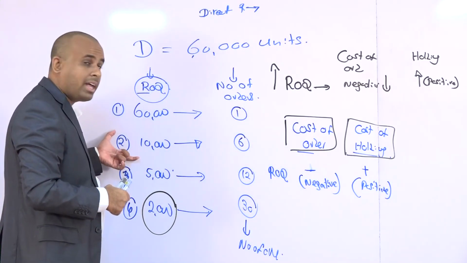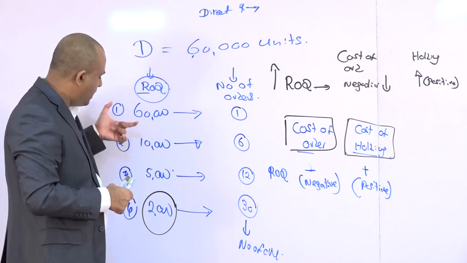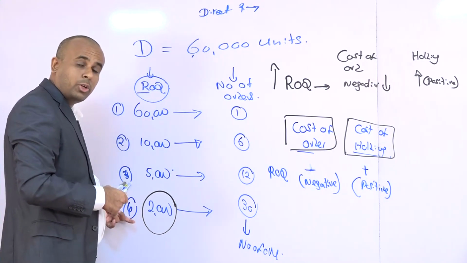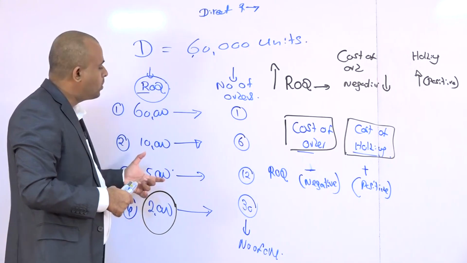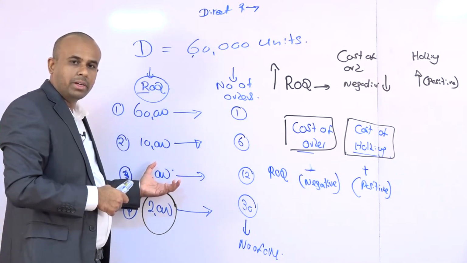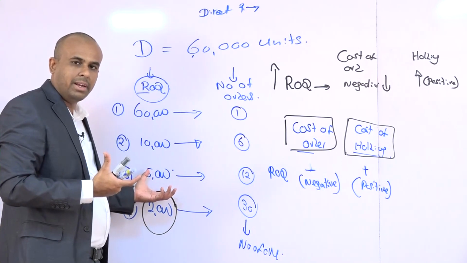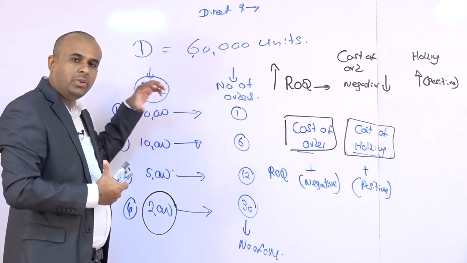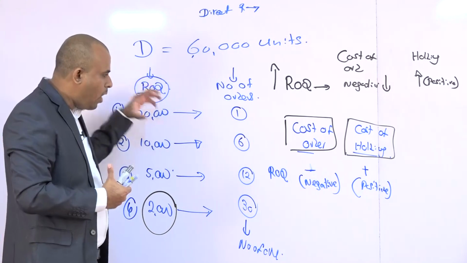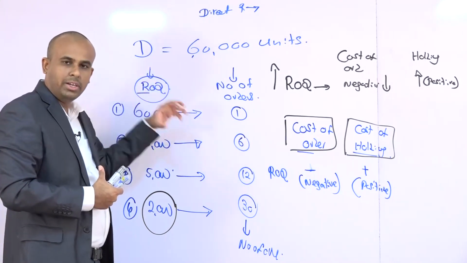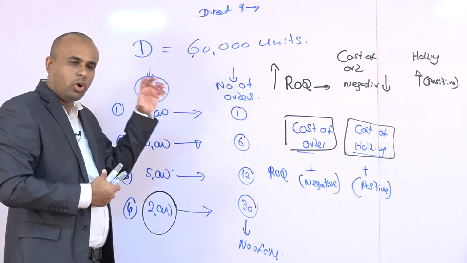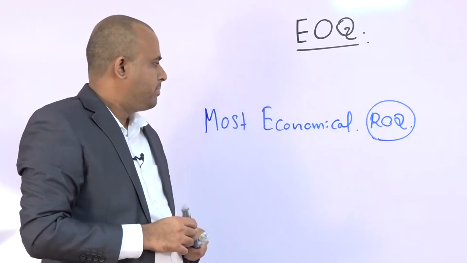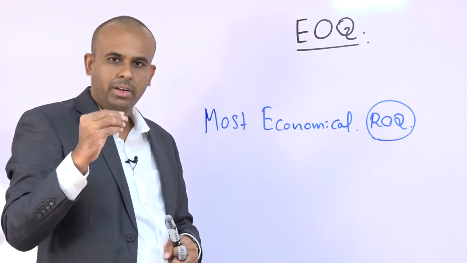Sometimes purchasing 10,000 units will be more economical. Sometimes purchasing 5,000 units is more economical. Sometimes purchasing 2,000 units may be more economical, or sometimes some other amount will be more economical. We don't know what is more economical, right? So through the EOQ discussions, we are going to discuss how to find the most economical reorder quantity. What is the EOQ then? Economic order quantity is the most economical reorder quantity.